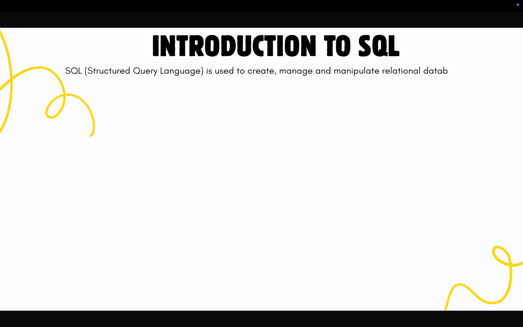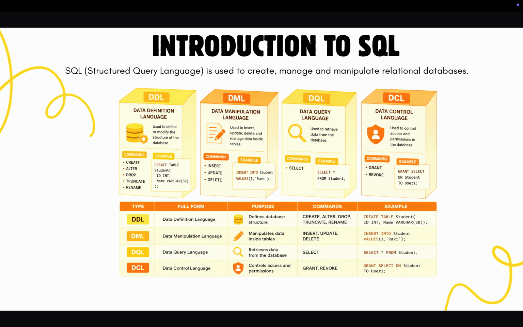SQL commands are classified into different categories based on their functionality: DDL, DML, DQL, and DCL. DDL, or data definition language, is used to define and modify database structures using commands like create and alter, whereas DML, data manipulation language, is used to insert, update, and delete data from tables. DQL is mainly used to retrieve data using select queries, while DCL controls user access and permissions using commands such as grant and revoke.